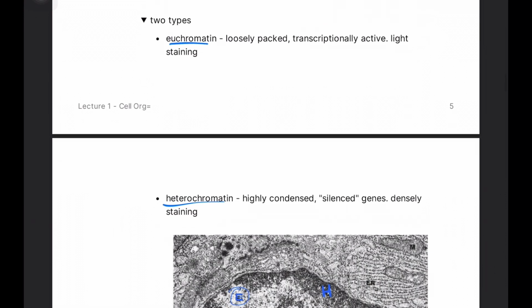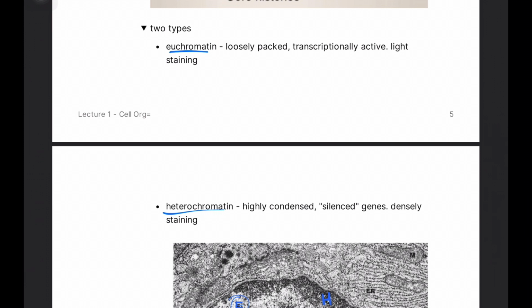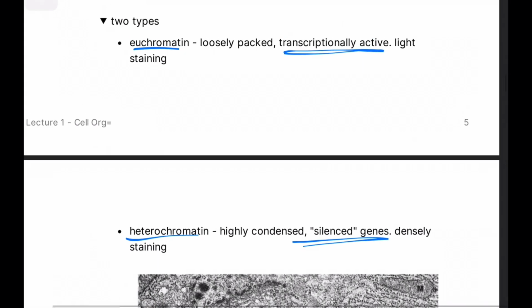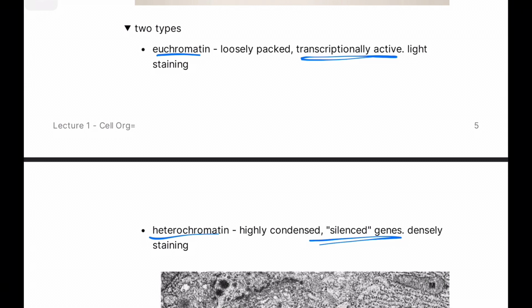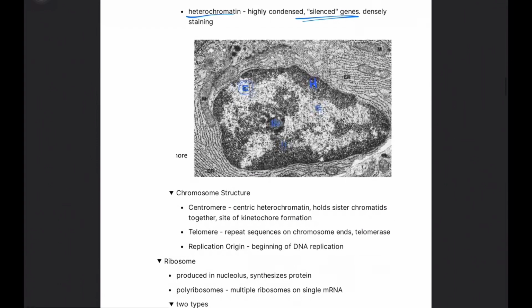Yeah, I think this is very important because euchromatin, if you take a look at it, it says it's transcriptionally active. Heterochromatin are silenced genes, right? This is very, very clinically significant because a lot of drugs deal with your heterochromatin and your euchromatin, silencing certain genes so that they cannot be expressed, so that you don't have a disease phenotype, or activating certain genes so that you can combat certain diseases, right? So these are very important.